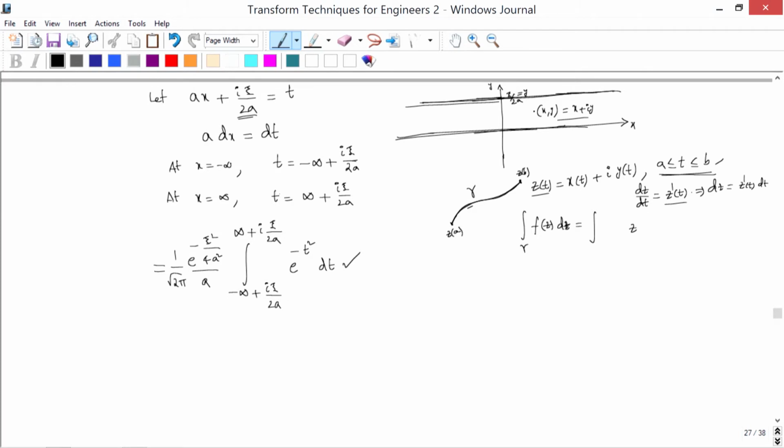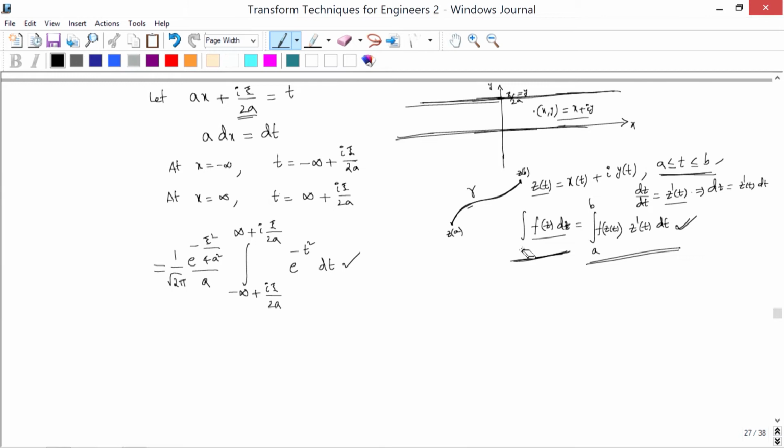So I write dz as z dash of t dt, and t is now varying from a to b, so you can write the integral from a to b of f of z of t times z dash of t dt. Everything is in terms of t. This is the usual Riemann integral, normal integration over a real variable. So for complex integration over a curve in the complex plane, you parameterize such a gamma.